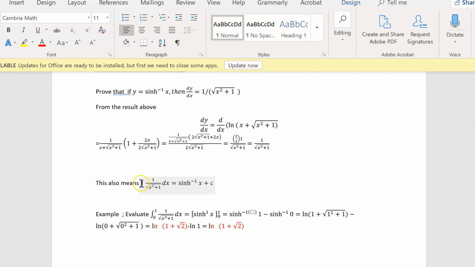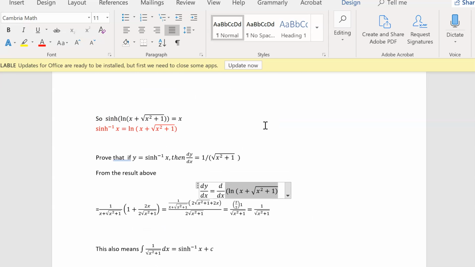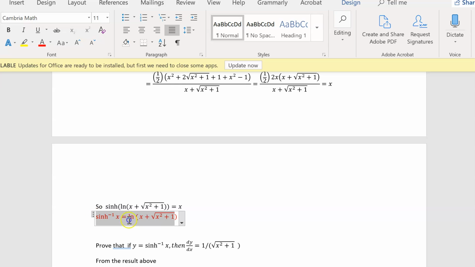All right, so this also gives us another result. If y is equal to inverse sinh of x, what is dy over dx? Well, now we know that the inverse sinh of x is the same as the natural log of x plus square root of x squared plus 1. So the derivative of inverse sinh of x is the same as taking the derivative of the natural log of x plus square root of x squared plus 1, because from the previous result we showed that the inverse sinh of x is the natural log of this. So it's a matter of differentiating this now.